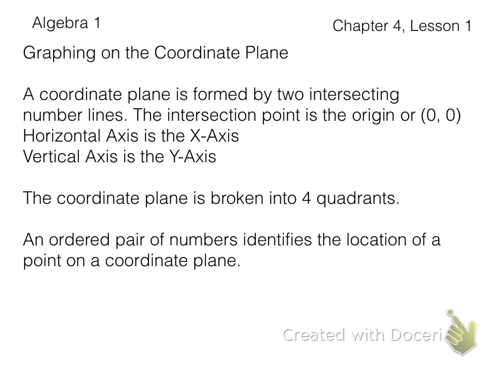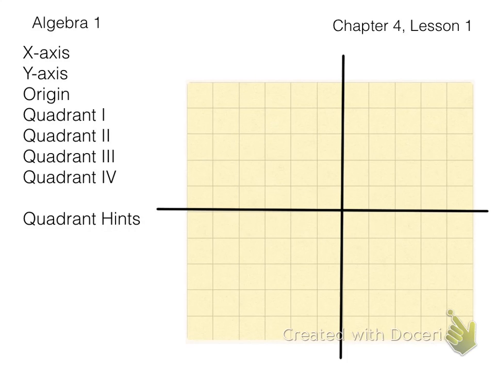All right, graphing on the coordinate plane. A coordinate plane is formed by two intersecting number lines. The intersecting point is the origin, also known as (0, 0). The horizontal line, the left to right line, is the x-axis, and the vertical line is the y-axis. Vertical goes up and down. The coordinate plane is broken into 4 quadrants, and an ordered pair of numbers identifies the location of a point on a coordinate plane. So this is what a coordinate plane looks like.